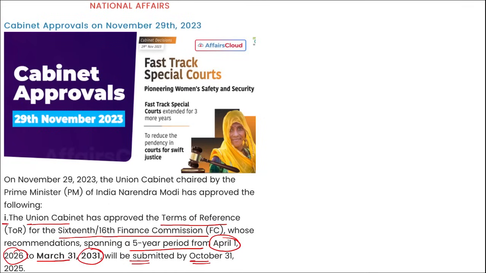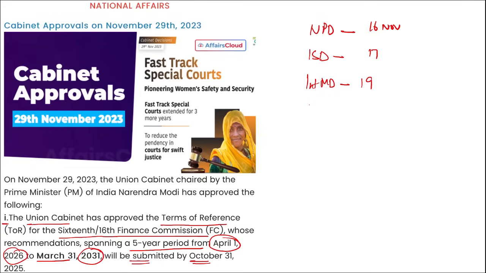Then apart from this friends, if we discuss some other current affairs, say for example, first of all, tell me, when do we observe National Press Day? National Press Day is observed on 16th of November. Then when do we observe International Students Day? International Students Day on 17th of November. Then International Men's Day, when do we observe this?